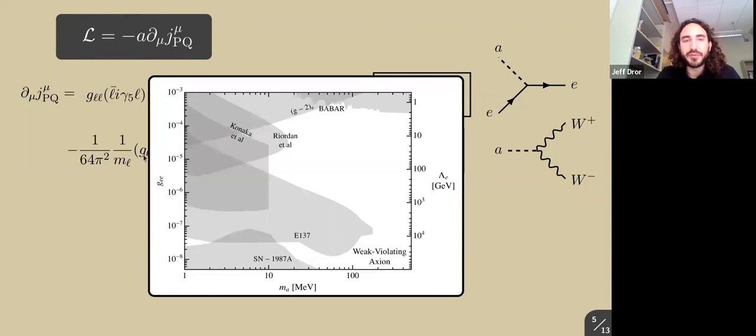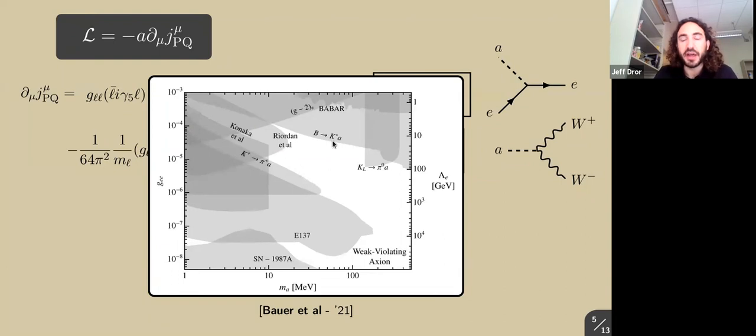Now, you can go ahead and superimpose constraints here for one of the benchmark models that I mentioned earlier, the weak violating case. And here are the various efforts people have put together to try to look for these types of models. This is a K decaying to pi a, K star, and K long to pi naught a. So they really are substantially improving over different collider constraints. And really that's coming from the fact that there's a 1 over the mass of the charged lepton appearing in the denominator.